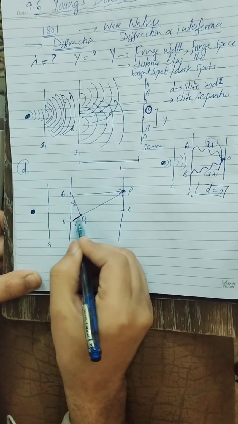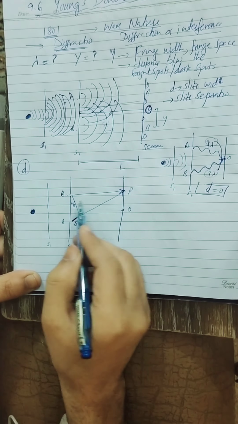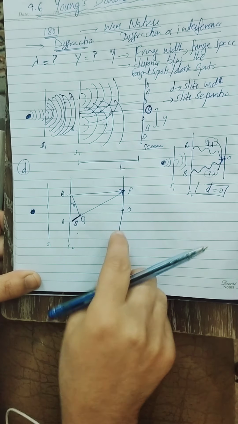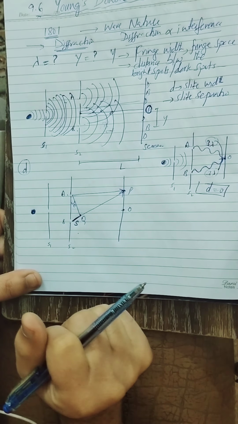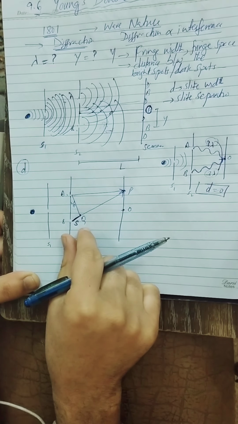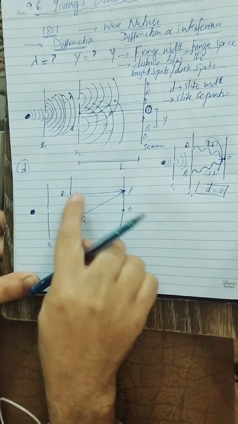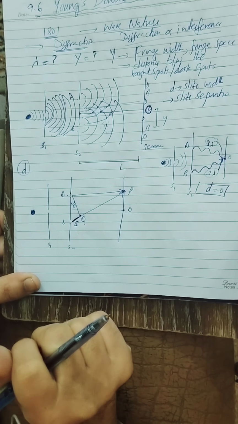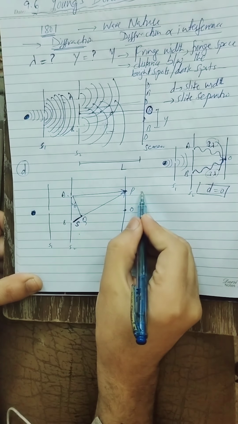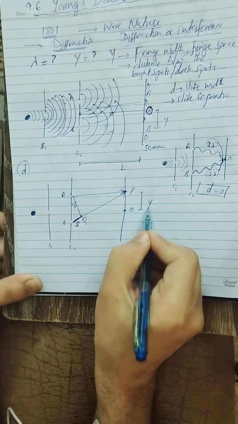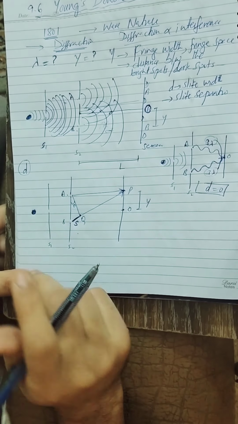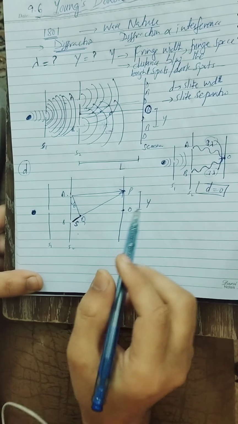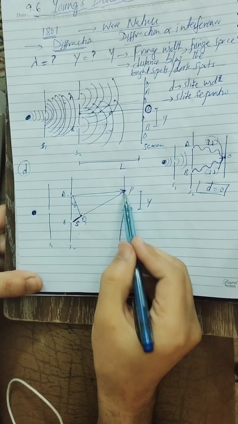And what is S? S is BQ, the path difference between AP and BP. If we remove BQ, both will have the same path. It means that BQ is the path difference between AP and BP. Okay, and the distance between P and O is called Y. Y is called the fringe width, the fringe spacing. So Y is the distance between O and P, the distance between the two bright spots.